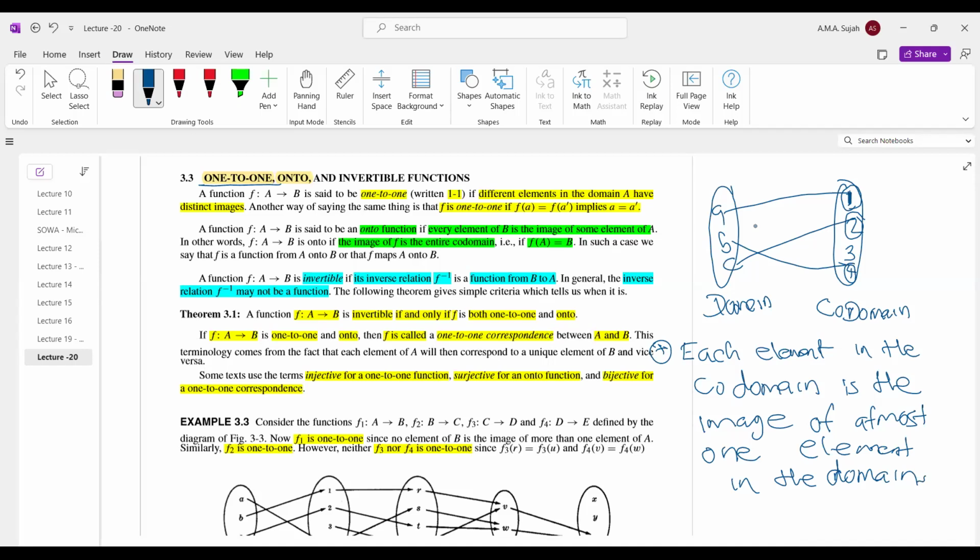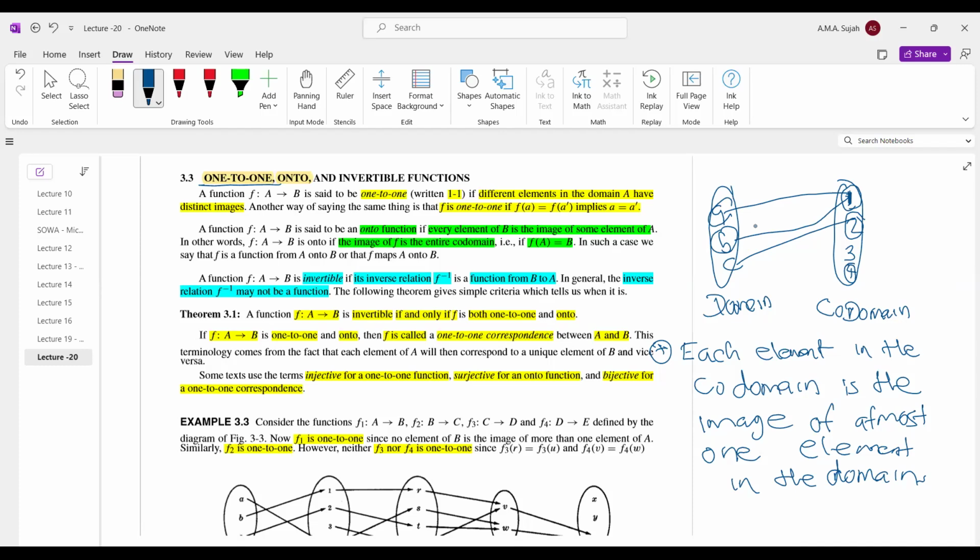So the hidden meaning is that two different domain elements do not have the same image. They don't produce the same output. Two different elements, A and B, in the domain don't have the same output. If it is this way, we can say this is not a one-to-one function.